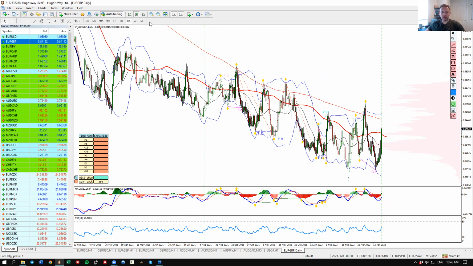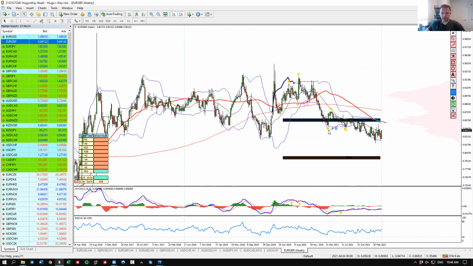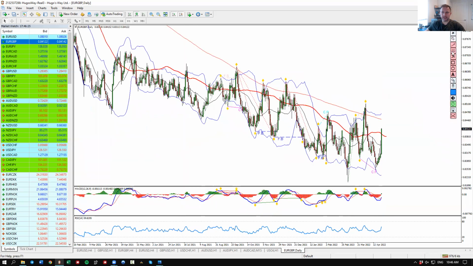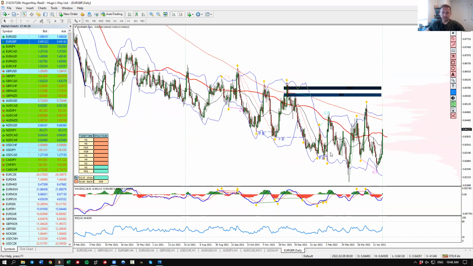So Euro Pound, what do we have here? A bullish divergence from the weekly after a clear 3 waves to the downside. A bullish divergence, lower lows on the chart, higher lows on the moving average of the MACD, fake breakout below the previous swing low.